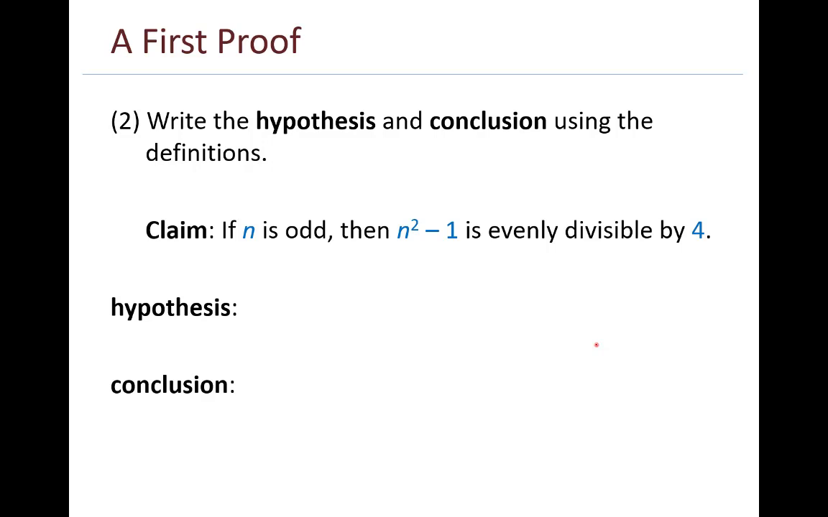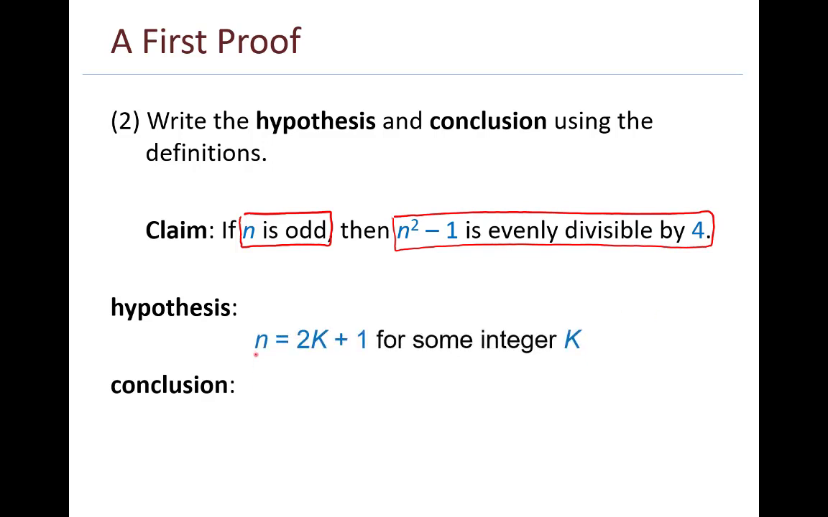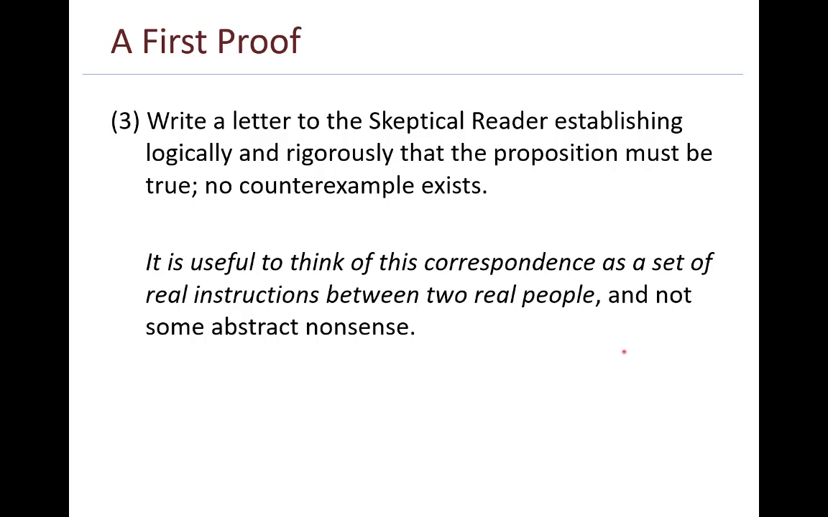Step number 2. Now that in 1 we've established the definitions, step number 2, let's write the hypothesis and the conclusion using those definitions. My hypothesis was that n is odd, and the conclusion was that n squared minus 1 is evenly divisible by 4. So I can write the hypothesis, n equals 2k plus 1 for some integer k, and I can write my conclusion, n squared minus 1 equals 4k for some integer k. Now, these won't be the same k's. These are 2 separate statements. And then step number 3.